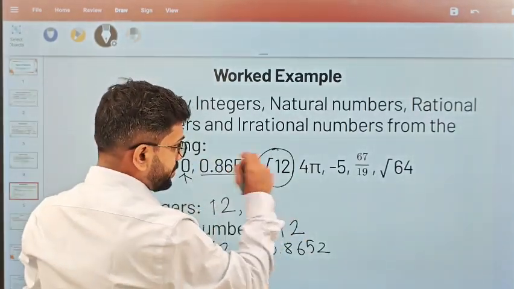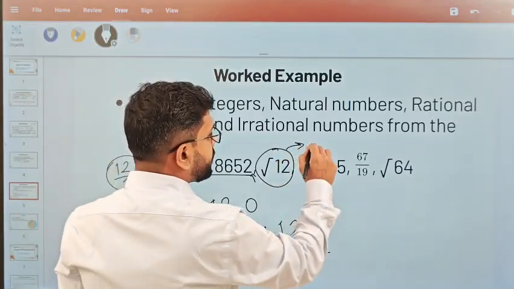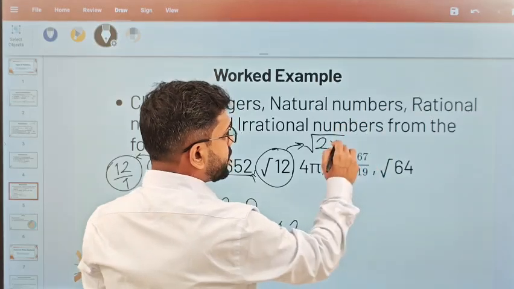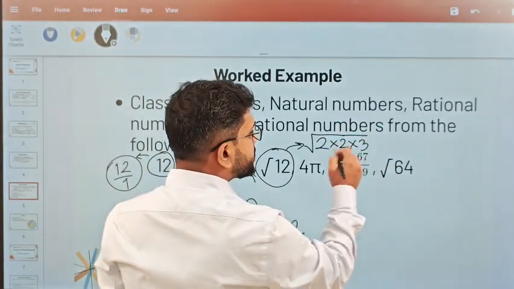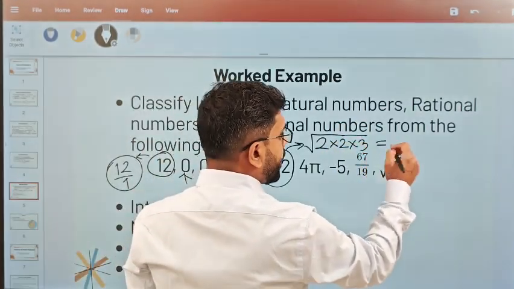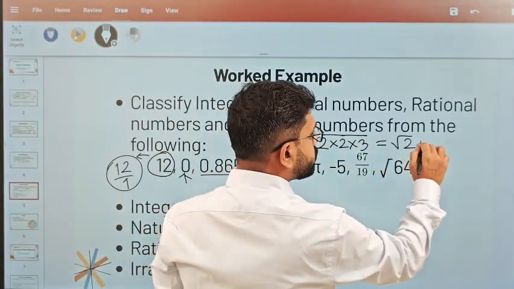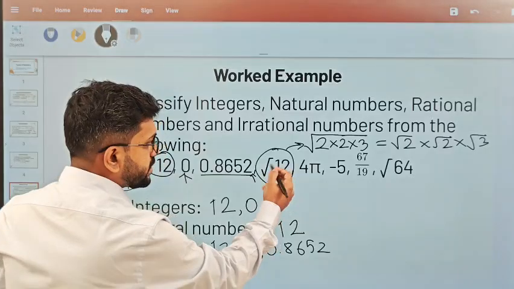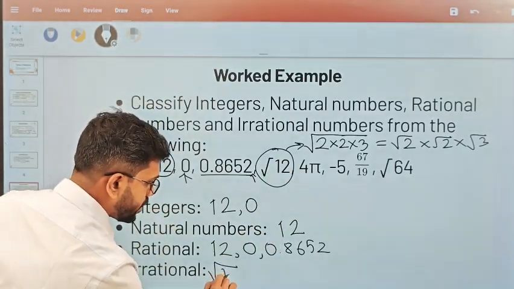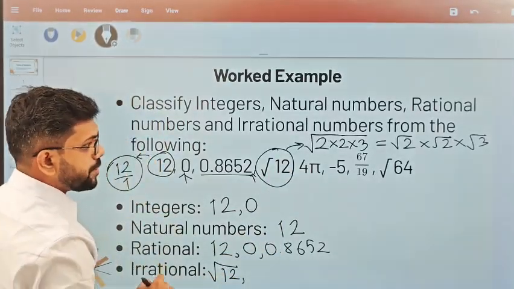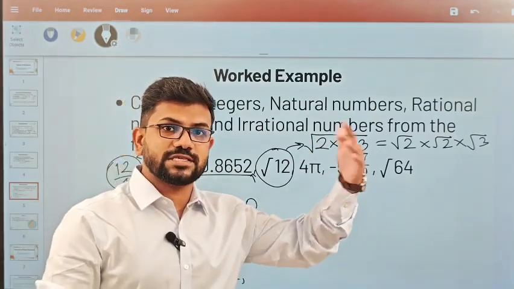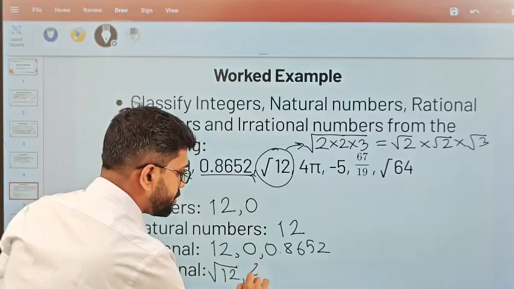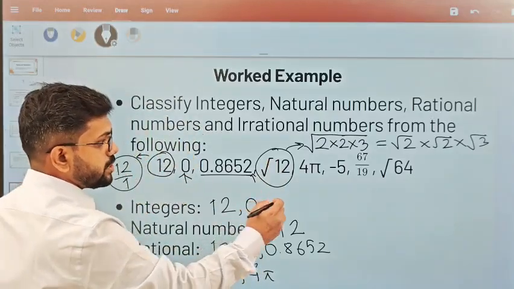Root over 12 is basically, if you write it, root over 3 fours are 12, 4 can be written as 2 times 2. So it's basically 2 times 2 times 3. And if you break it down, you'll see that it's root over 2 times root over 2 times root over 3. These are all irrational numbers. So basically, root over 12 should also be an irrational number. 4 pi. Pi is irrational. So 4 times an irrational number will also give you an irrational number. So 4 pi is irrational.